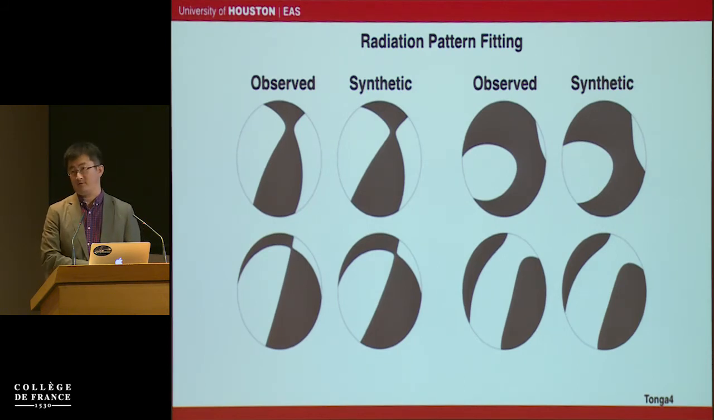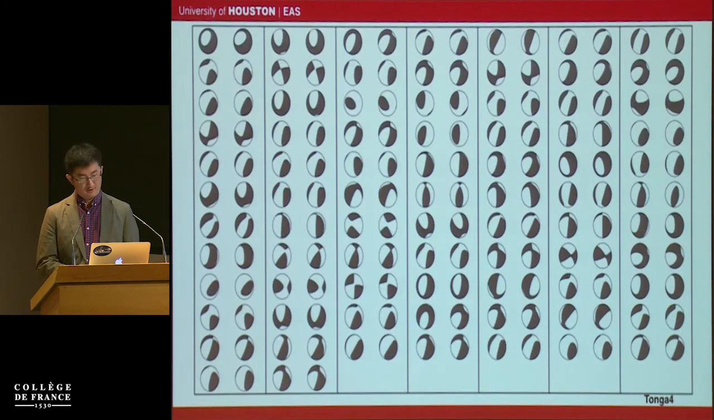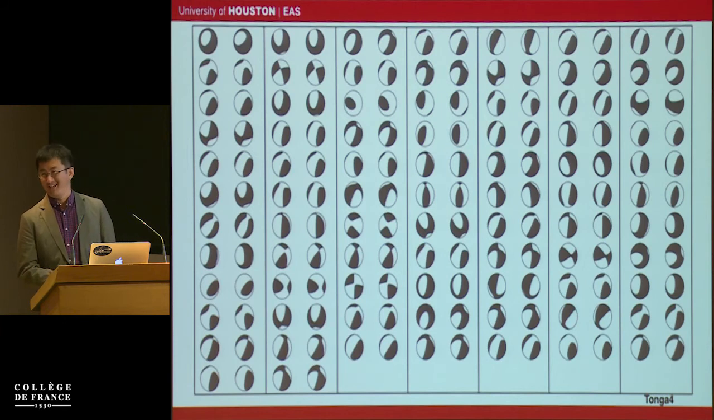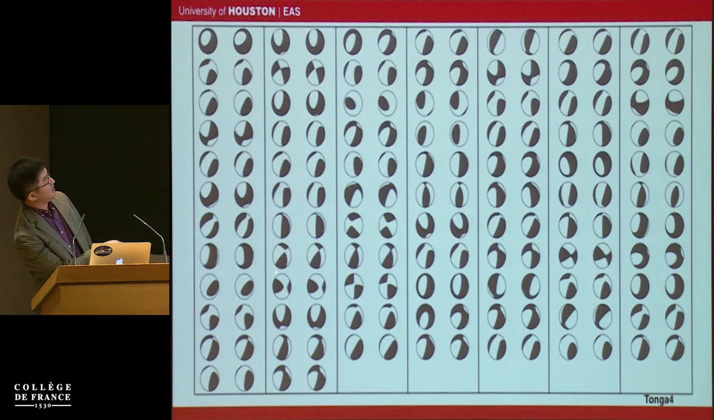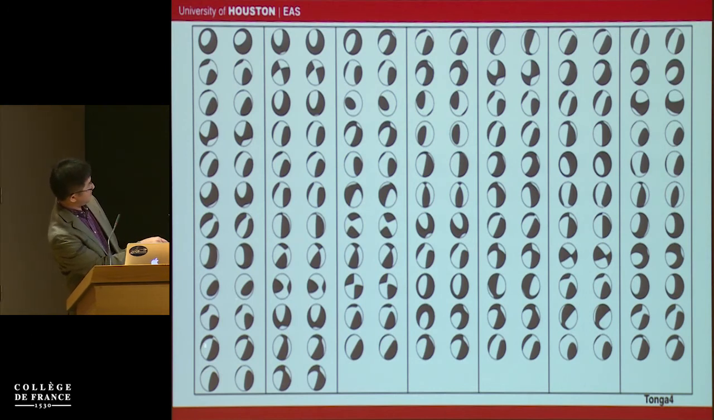Actually, I have 1,057 of this comparison, but I'm going to give you one more. Okay, so in this column, you can see the panels. Each one, this one is the observed, that one is the predicted using the anisotropy model. And this one is the Tonga 4, all of the Tonga 4 earthquakes.